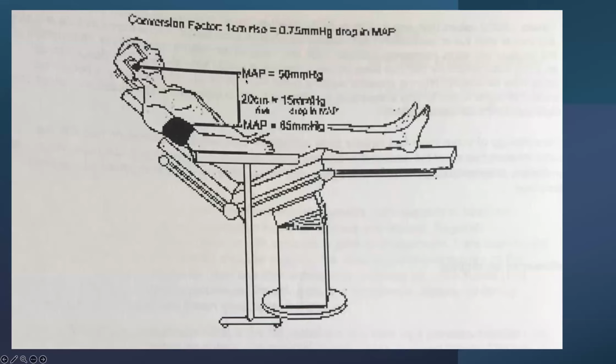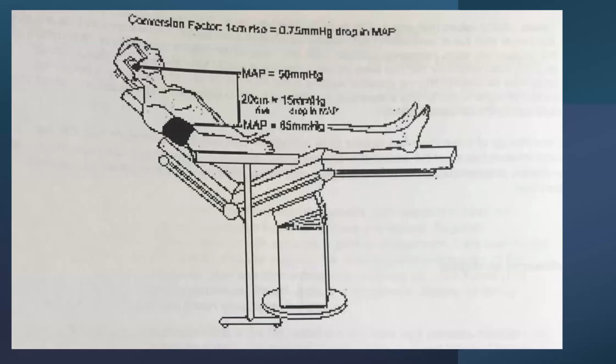How do we know it's adequate or inadequate? We go back to our physiology. We want to have a cerebral perfusion pressure of roughly 50 to about 70. If we can get about 50 to 70 millimeters of mercury, that is generally acceptable. So how do we get the cerebral perfusion pressure?